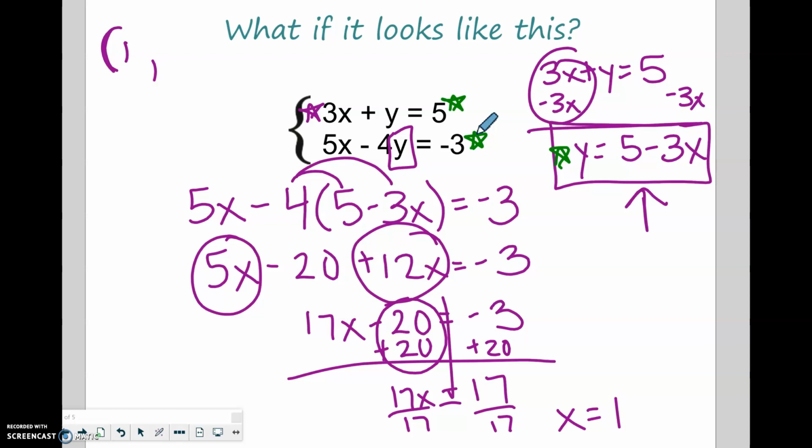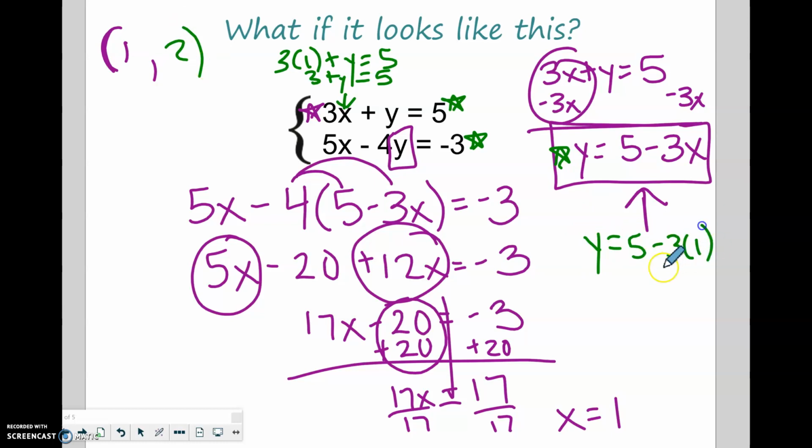So let's just use this top equation. I know what the x is, so 3 times 1, see how I replace the x with the 1, that's equal to 3. So 3 plus y equals 5. Subtract 3 from both sides, I can see that y is equal to 2. And if I would have done it here, I should get the same answer. I'm going to replace the x with 1. So 5 minus 3. See how I get 2 again? So here's my solution.